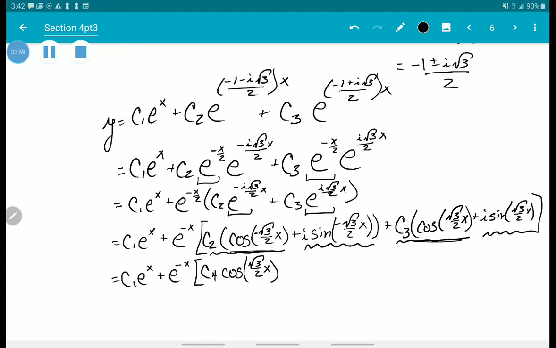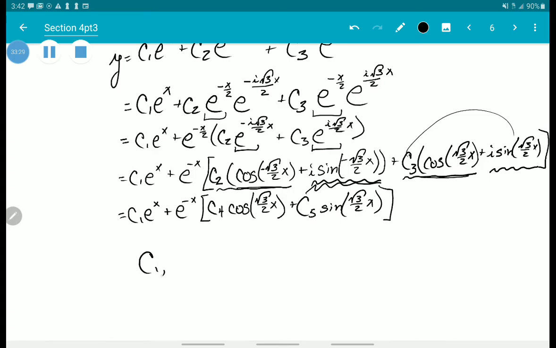We know sine is an odd function. So this first term is the same thing as negative sine of square root of 3 over 2x. And a constant times that plus a constant times that other sine is going to be another constant times sine of square root of 3 over 2x. I am going to let this constant absorb those i's. And then we're going to say C1, C4, and C5 are elements of the complex numbers. So there is our final solution.